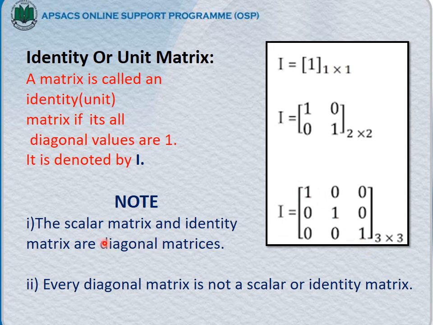Now these are some important points. The scalar matrix and identity matrix are diagonal matrices. A diagonal matrix becomes a scalar matrix if its diagonal has the same value, and it becomes an identity matrix when its diagonal values are 1. Second point: every diagonal matrix is not a scalar or identity matrix, because diagonal values can be different. If they are the same, it would be scalar. If they have 1 as entries, it would be an identity matrix.